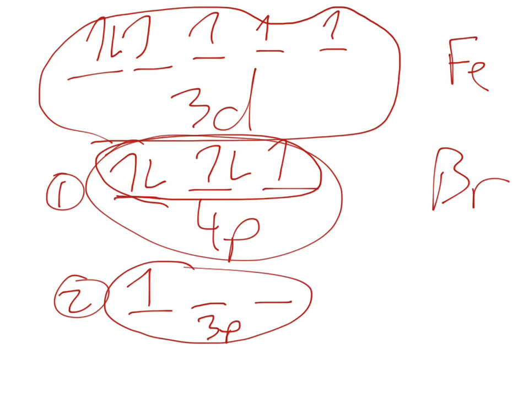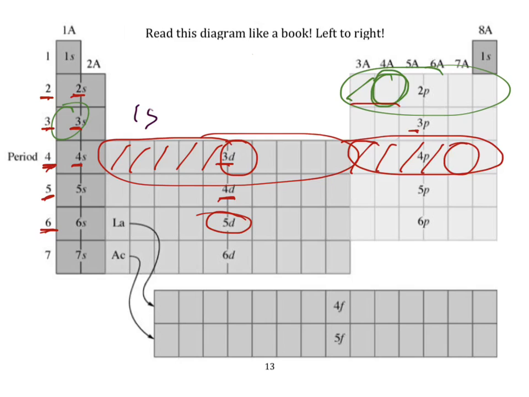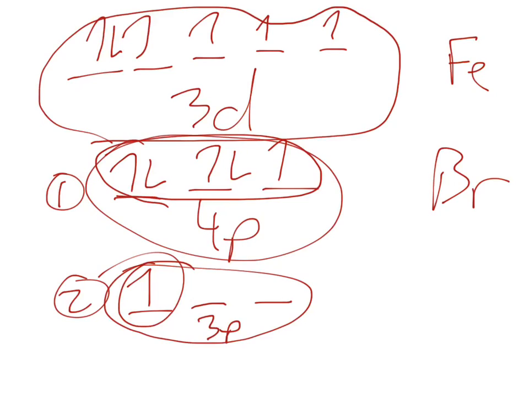All right, well, this is the 3p's. It's 1 electron into the 3p's. So here are the 3p's right here. It's 1 electron, which is right here, which is aluminum.